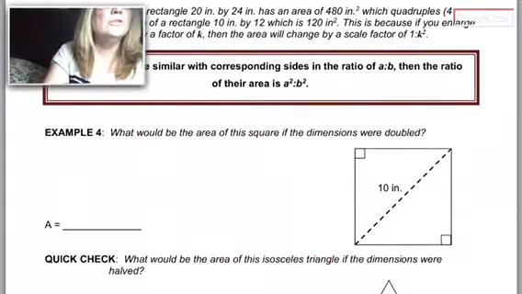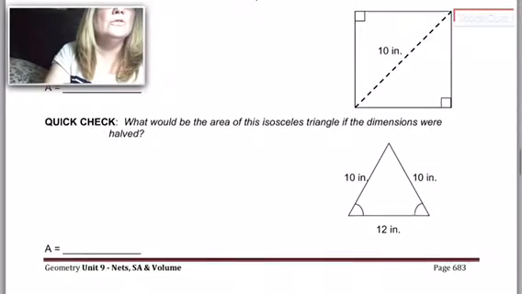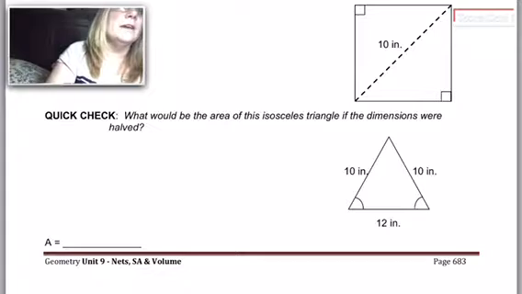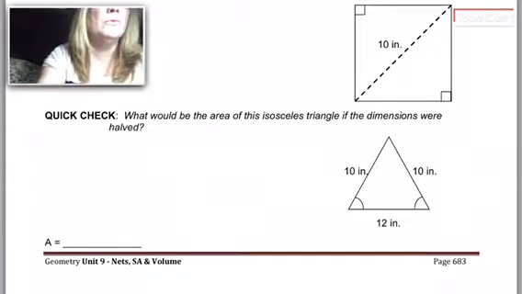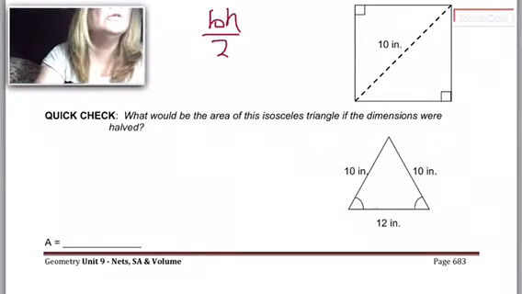So I would ask you to pause the video at this point and see if you can do the quick check yourself. Okay? So hopefully you're going to do that, but let me go ahead and work it out. What would be the area of the isosceles triangle if the dimensions were halved? Okay, so it doesn't show us what the area of this one is, but we know the rule is base times height divided by 2.